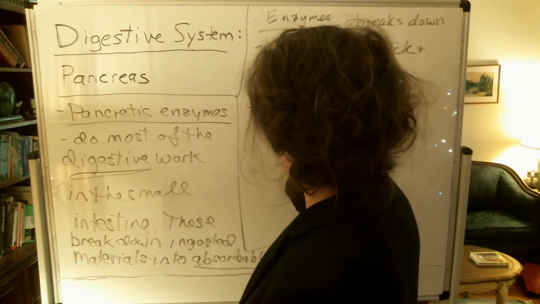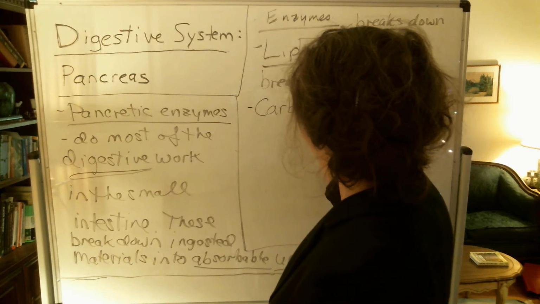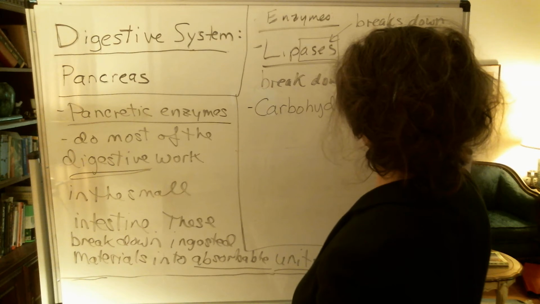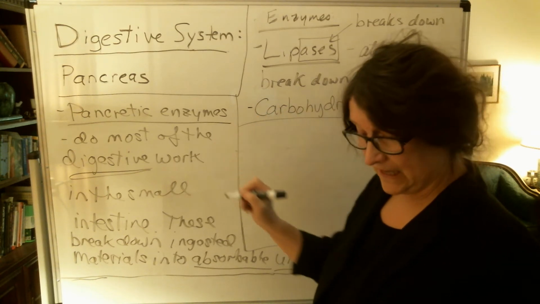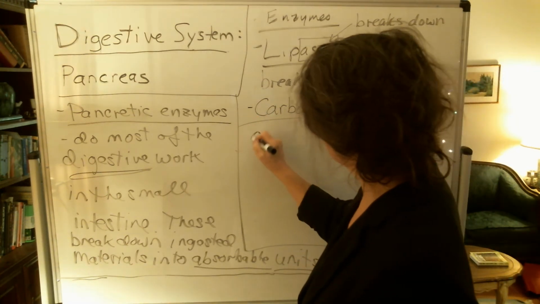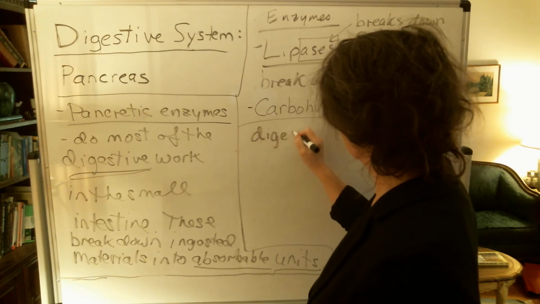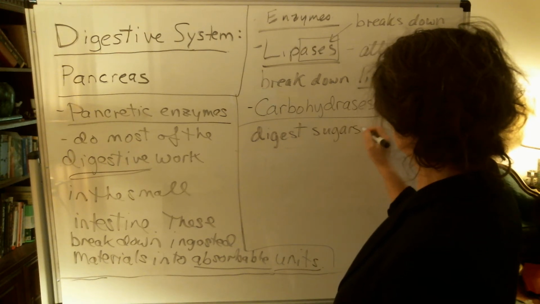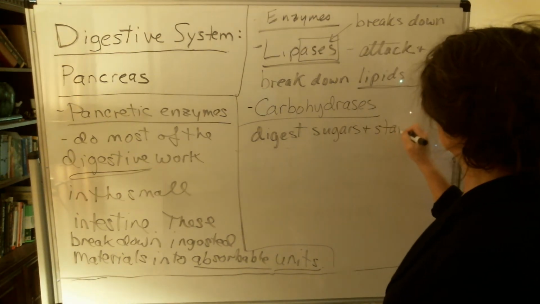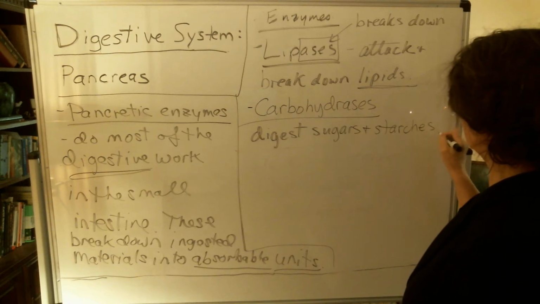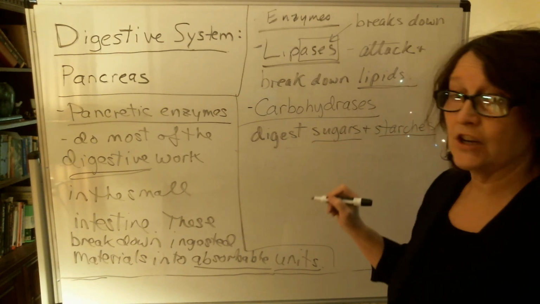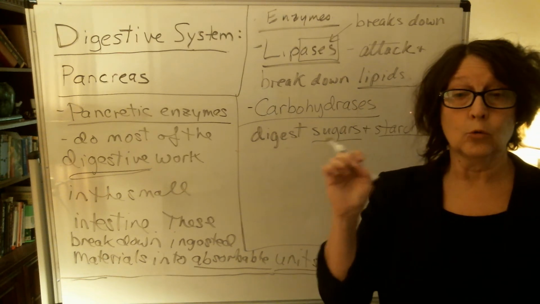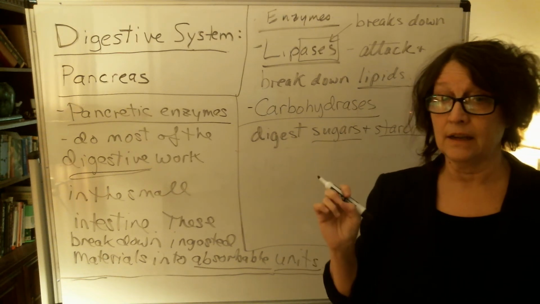Then we have carbohydrases. I think you can figure out what that does. So these then digest sugars and starches. That is to say, they digest carbohydrates. So they break carbohydrates down into really small sugar units that can then be absorbed.